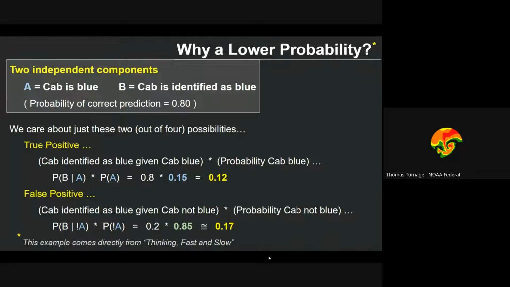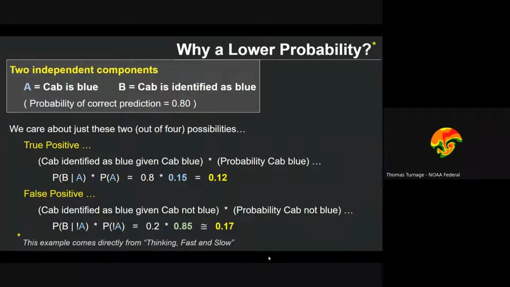So the way you plug it in here is, let's start with a true positive. You'll notice that not only do you have to figure out the cab identifying as blue, given that the cab is blue, which is essentially the reliability of the forecaster, but you also have to know what the background probability of the cab being blue in the first place is, right? So in this particular case, you're getting 0.8 times 0.15, so your chances of having a true positive is 0.12.